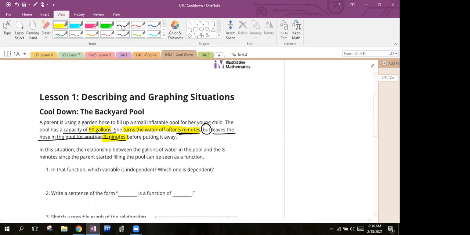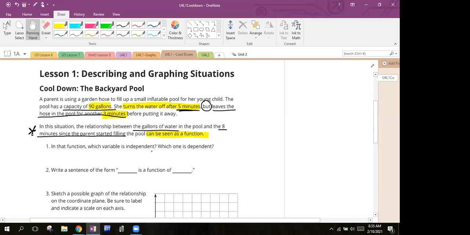Okay, so in this situation, there is a relationship between the gallons of water in the pool and the 8 minutes since the parent started filling the pool. And it can be seen as a function. All right, so now get ready to participate in this. It says in the function, which variable is my independent and which variable is my dependent. Okay, so again, our two variables are gallons of water and minutes.